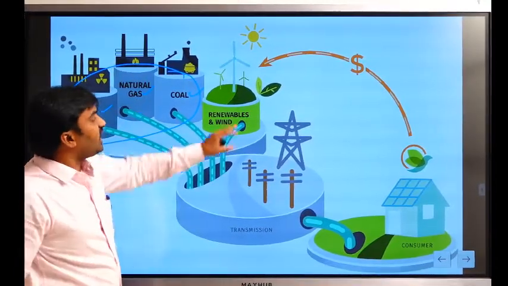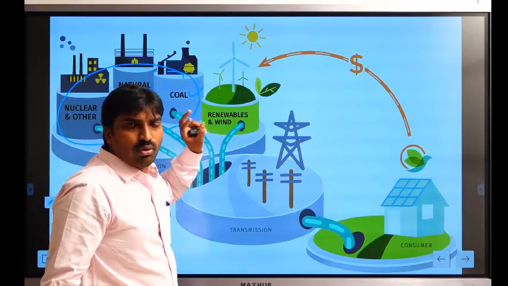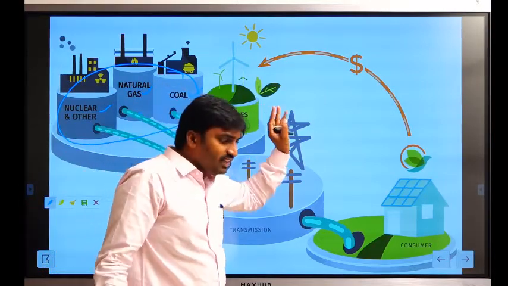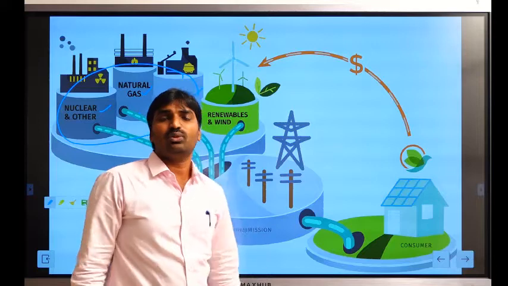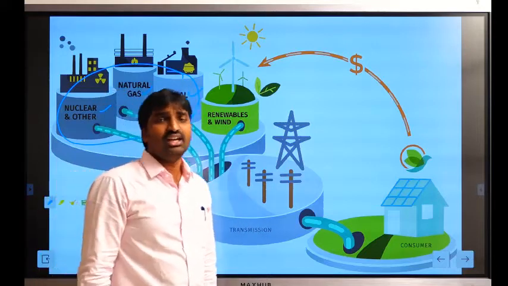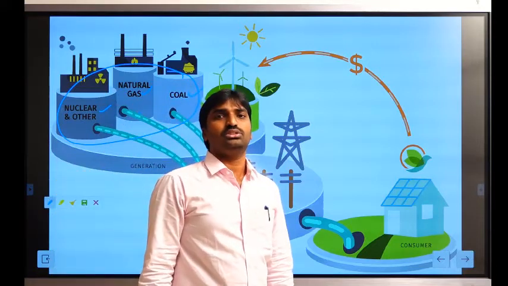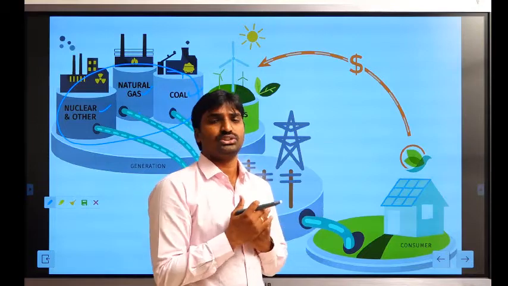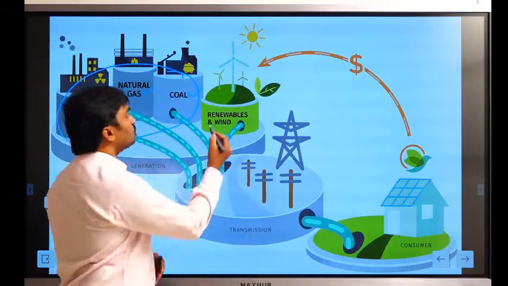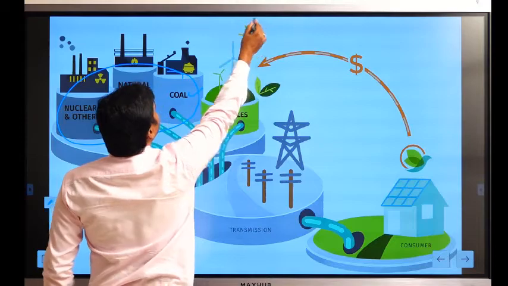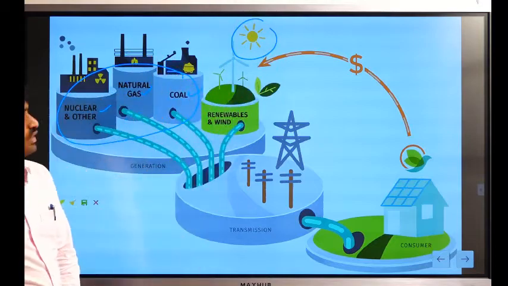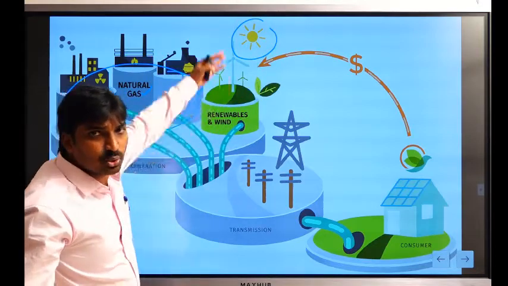And next thing is renewable energies. What is meant by renewable energy? Already we discussed that energies are of two types. One is the conventional energy and the second one is the non-conventional energy sources. In non-conventional energy sources, we have solar energy. See here, the sun. We are getting the energy from the sun, that is the solar energy.